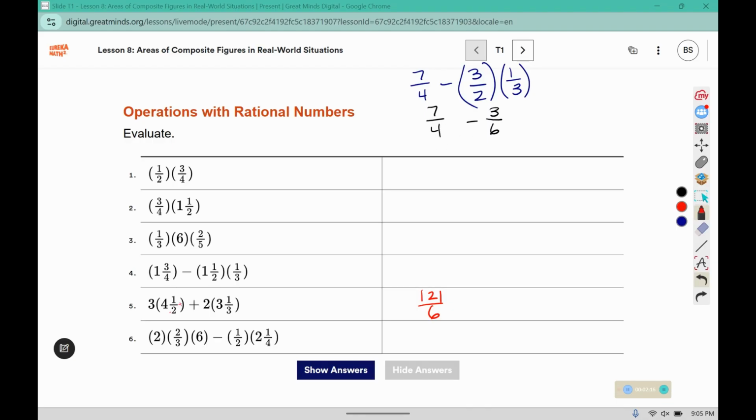4 and 6 have a common denominator of 12. So if I multiply by 2, that turns a 6 into 12. And if I multiply by 3, that turns this 4 into 12. 3 times 7 is 21. 3 times 4 is 12. 3 times 2 is 6. 6 times 2 is 12. Then we need 21 minus 6 is 15 twelfths.